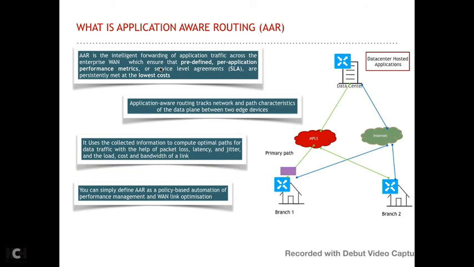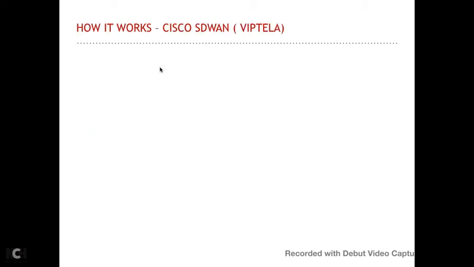Okay, so you can see with some animation that the primary path is this. If the primary path goes down or breaches an SLA, then you automatically switch over to the secondary path without even intervention of any user, network administrator or any alarm. So it is seamless. So overall, this particular slide speaks about what application aware routing is, which is one of the critical use cases in software defined WAN. Okay, so let's go on to the next slide where we speak about how it works with Cisco's SD-WAN.